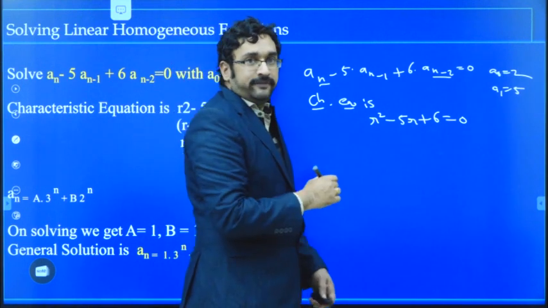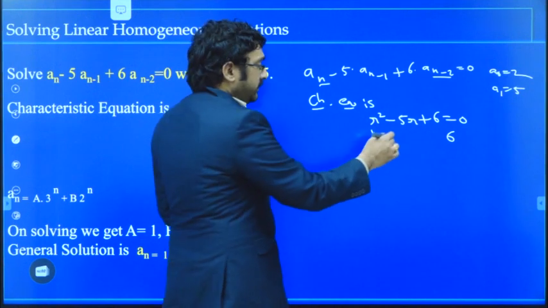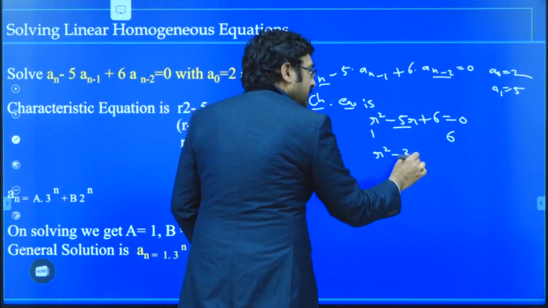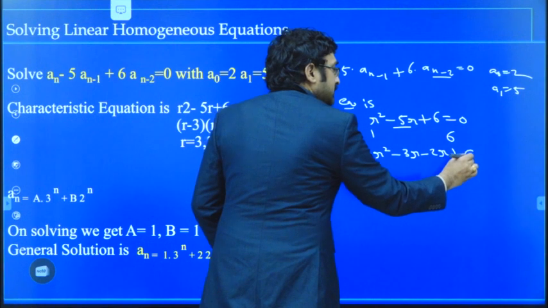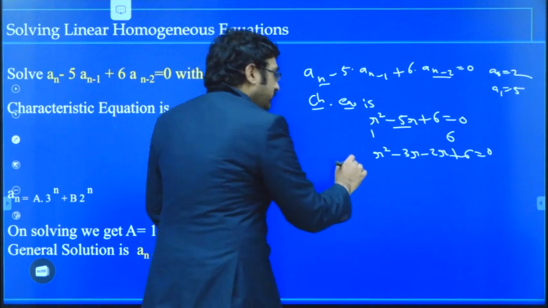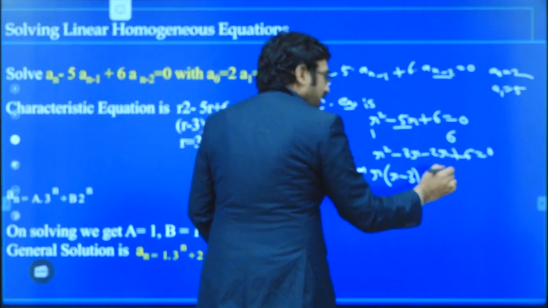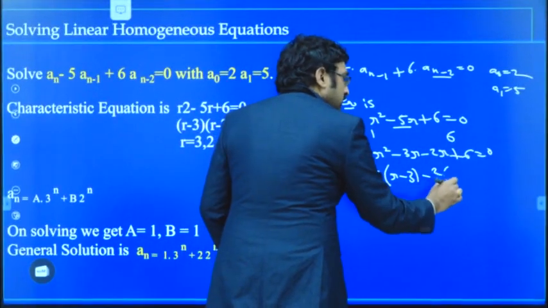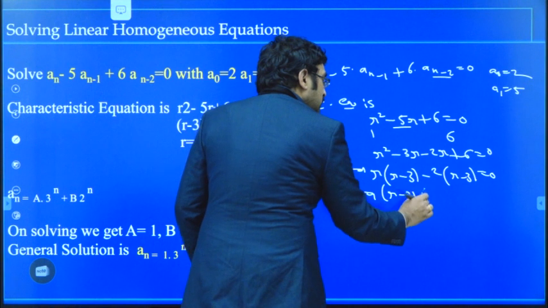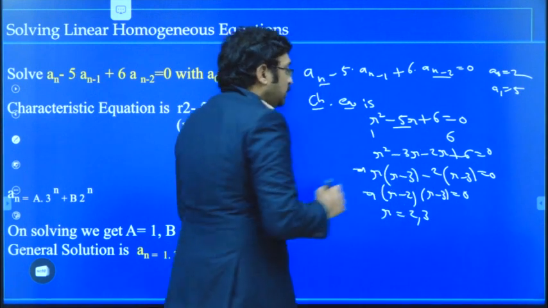So we have to find factors. Here we have 1, here we have 6. So for -5 we have to find factors. We can write r^2 - 3r - 2r + 6 = 0. From the first two terms take r as common, we get r(r - 3) - 2(r - 3) = 0. That implies (r - 2)(r - 3) = 0.